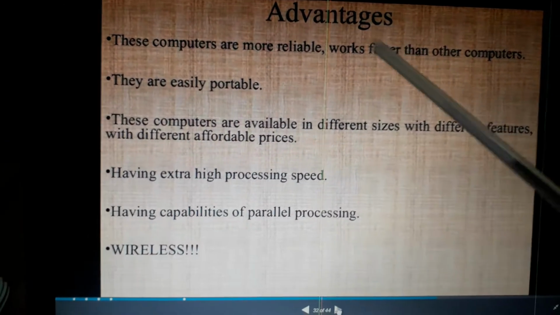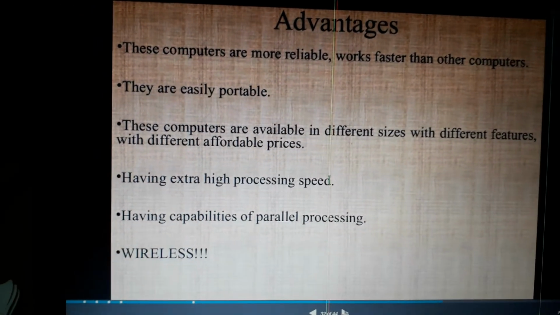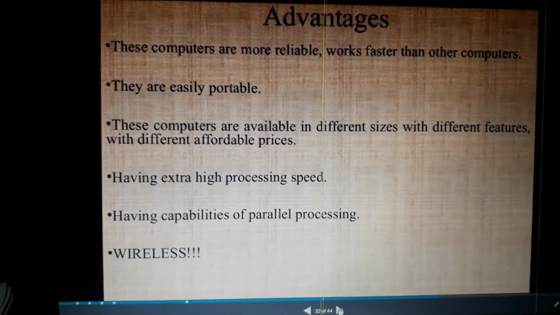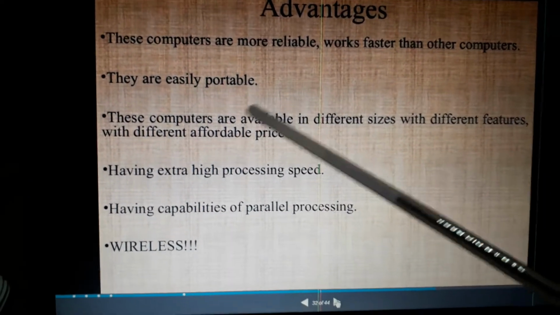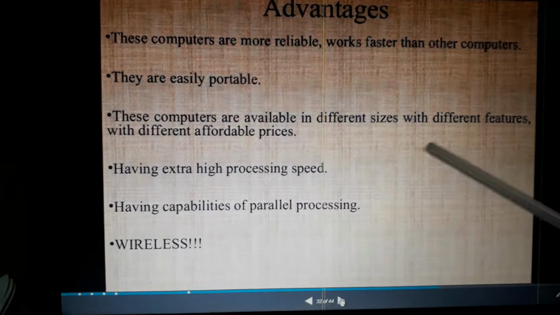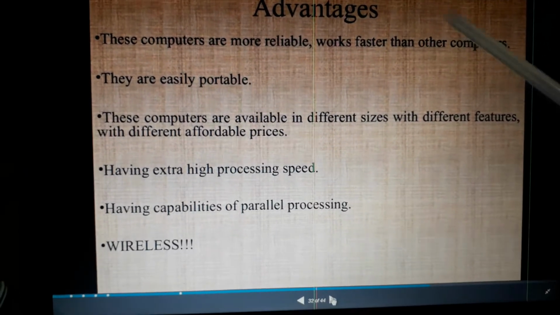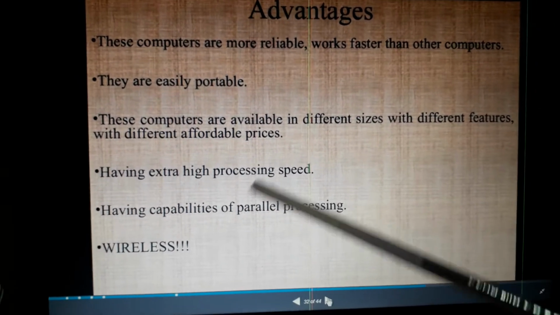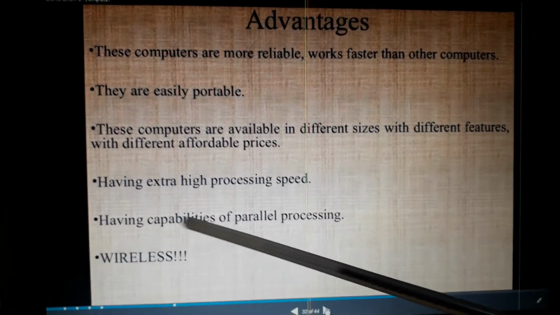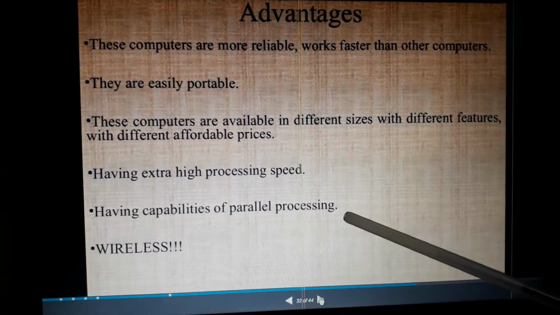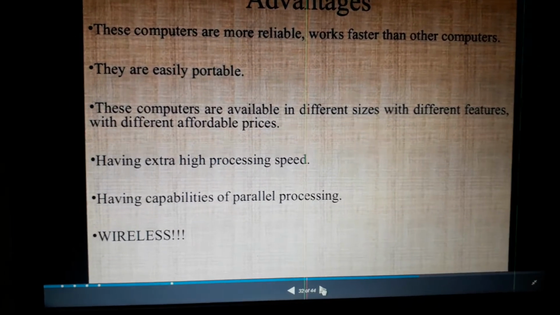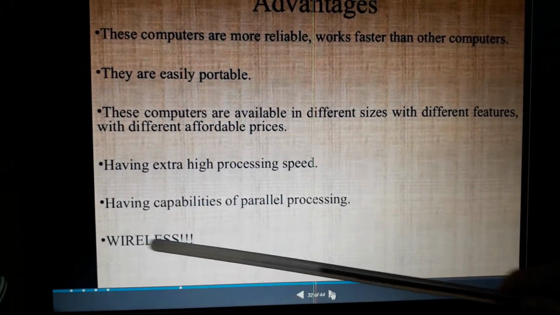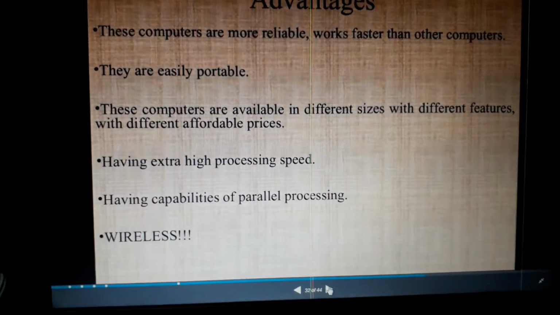What are the advantages? Nothing to tell, because it's going beyond us. More reliable, faster, very fast, easily portable, different sizes, affordable, different varieties, different speeds, with higher processing speed than us. They are very speedy. Capabilities of parallel processing, multiprocessing, multitasking, multiprogramming, everything started here. And another one is wireless. That is very important.